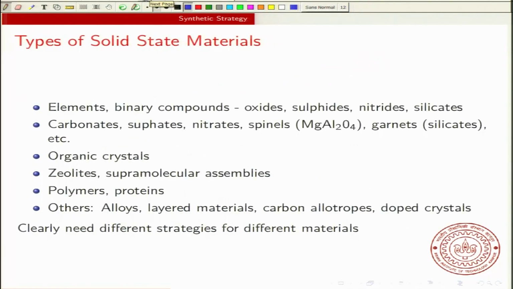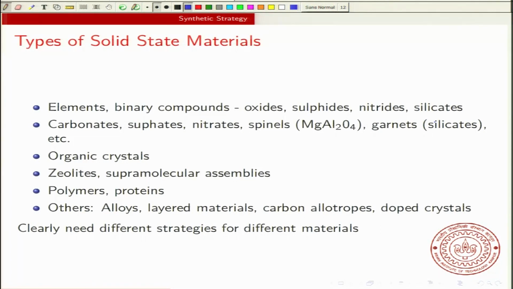Okay. So now obviously, because there are so many different kinds of solid state materials, you require different strategies for crystallizing them. So you could have solid state materials such as just simple elements or binary compounds. You could have oxides, sulfides, nitrides, silicates. You could have slightly more complicated compounds like carbonates, sulfates, nitrates, or you could have things like spinels. So, an example of a spinel is MgAl2O4. You could have garnets, which are essentially silicates.